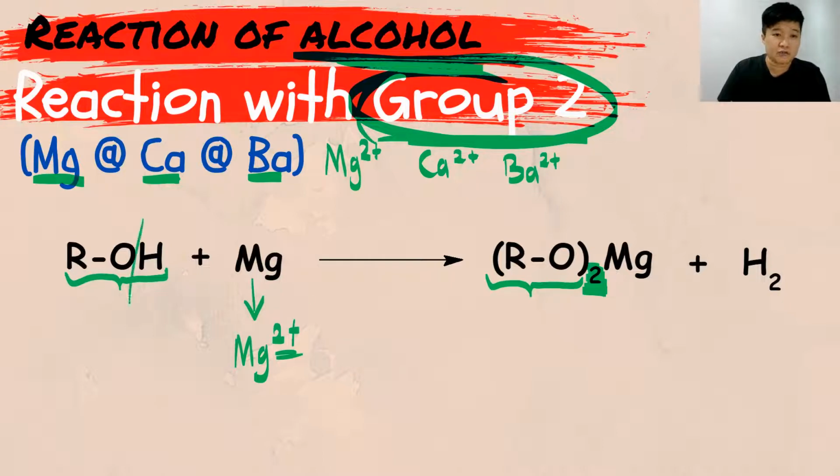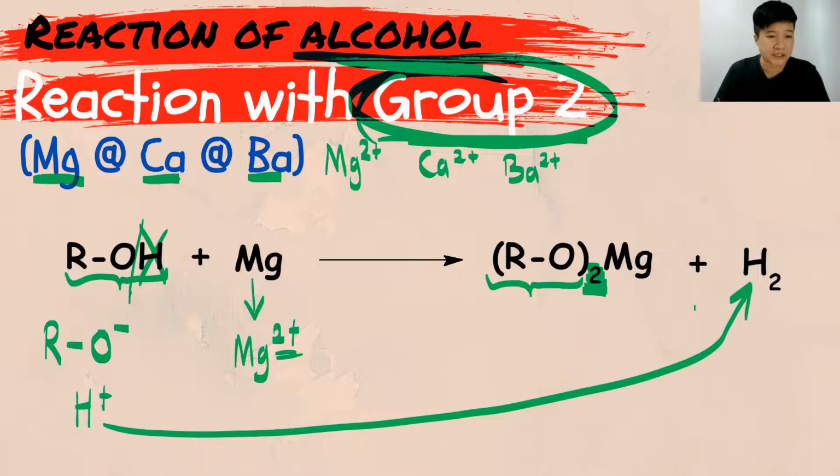While for oxygen, when you remove the hydrogen, you will have RO minus and H plus. The H plus, as always, will become hydrogen gas. So your O minus now is a negative 1, but my Mg2+ is 2 positive. So how many O minus do I need to balance 1 Mg2+? I need 2 of the O minus, so that I will have 2 minus and 2 plus. Therefore, you will need 2 of your alcohol to combine with 1 Mg.